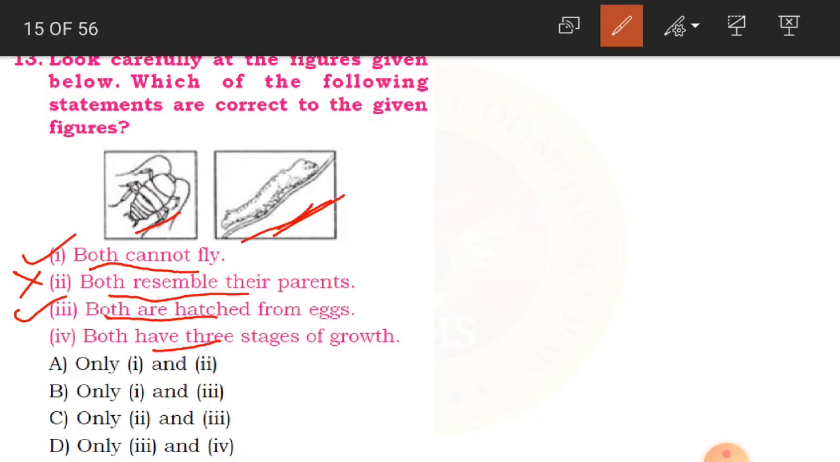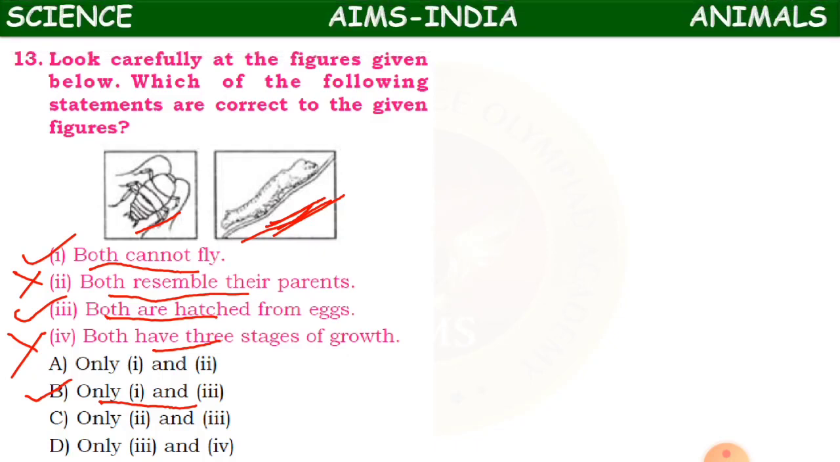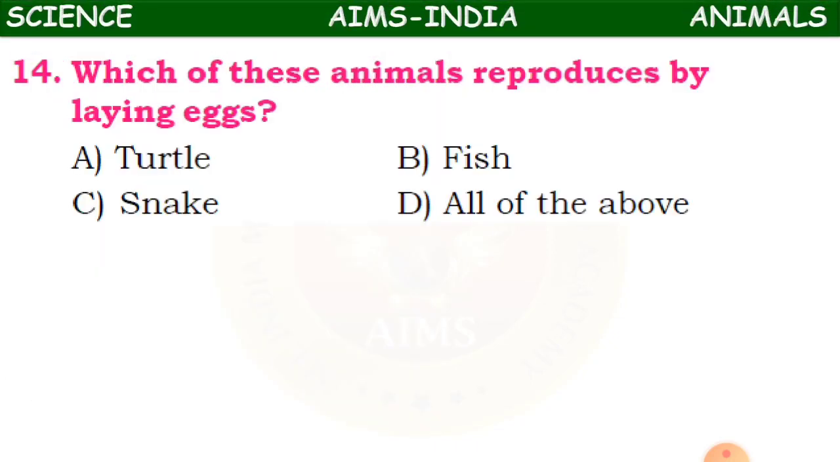Okay, and this larva, or we can also call it a caterpillar, is the butterfly's young one. So that is why this statement is also wrong. Now which are the correct statements, children? 1 and 3, only 1 and 3. So B option is the correct one. See here, B option is the correct statement. Clear, children? Okay, now we'll go with the 14th question.